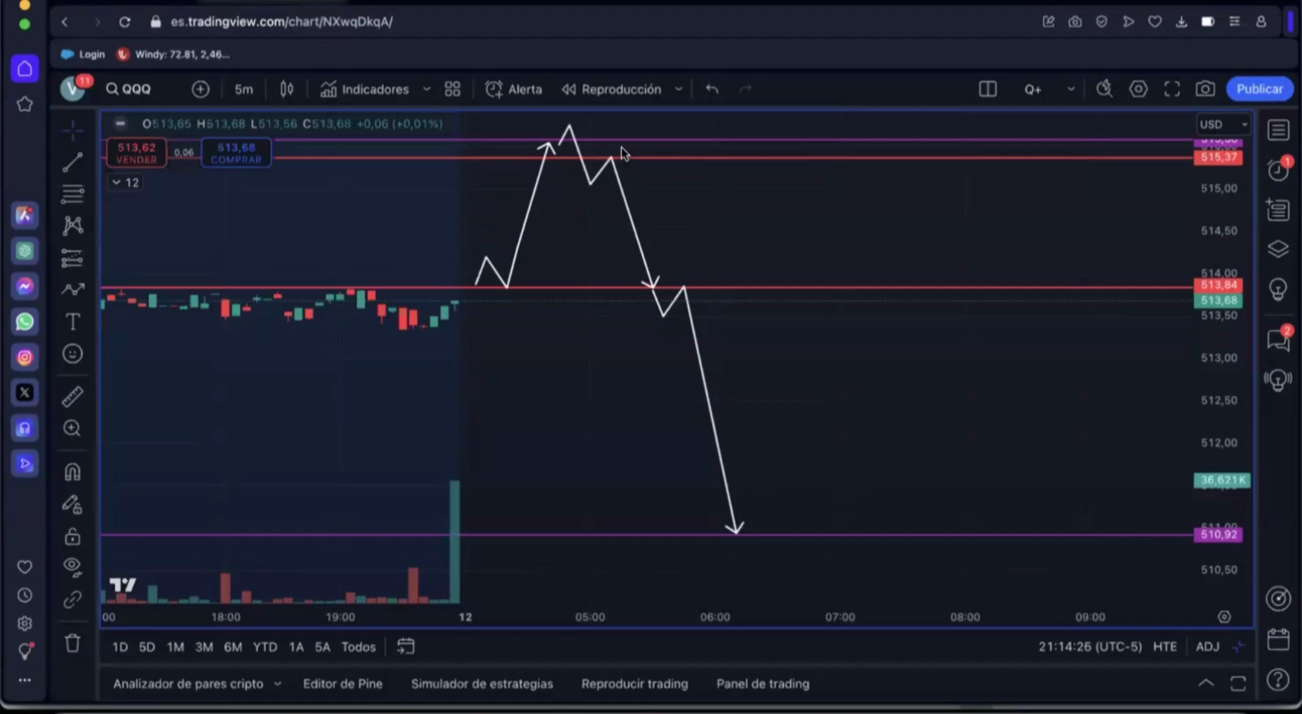Check, like I said, check my previous scenarios, check when the market opens and see how it goes. That's why backtest is the key to winning. Backtest, backtest, backtest.